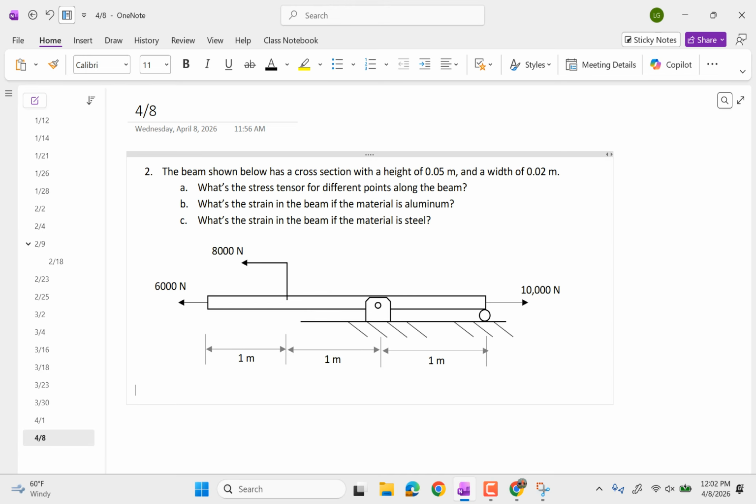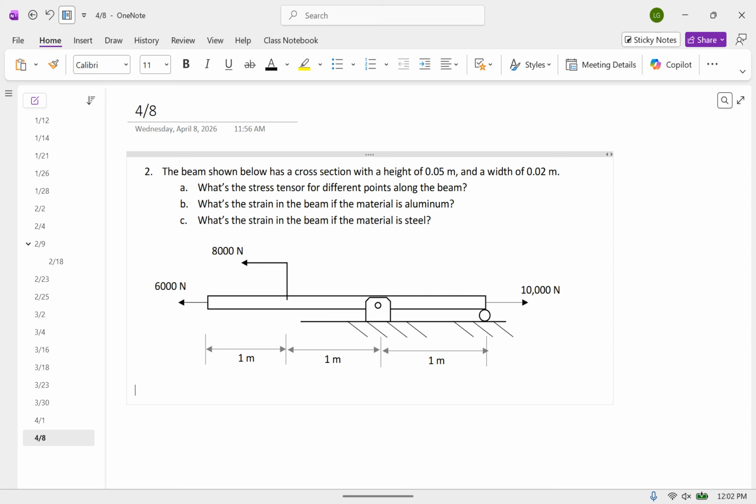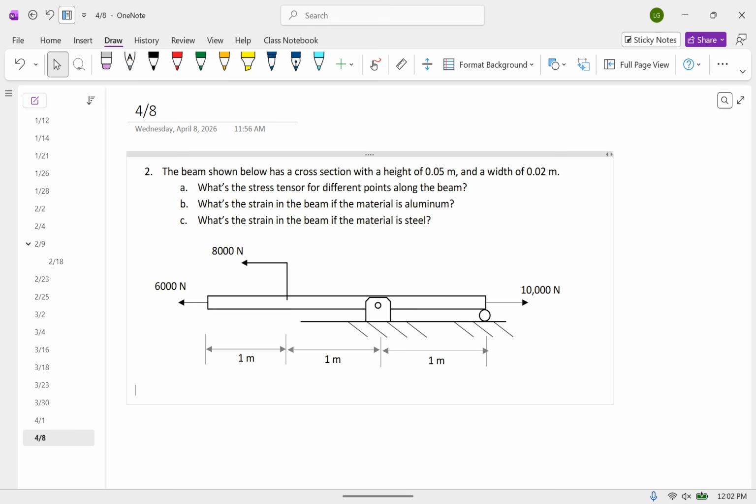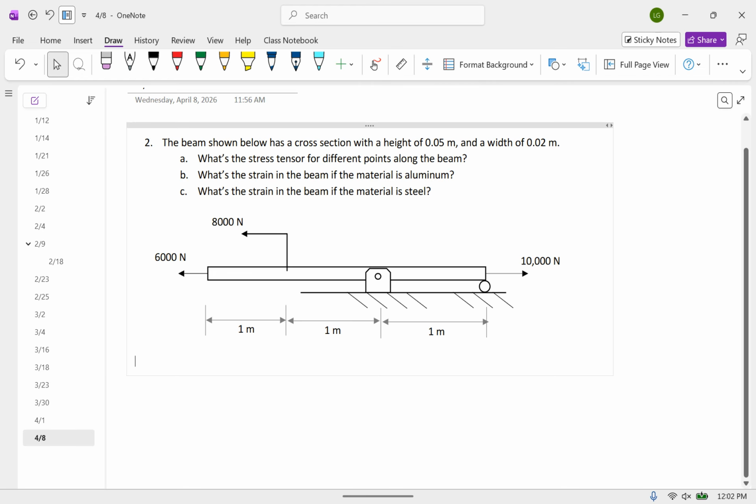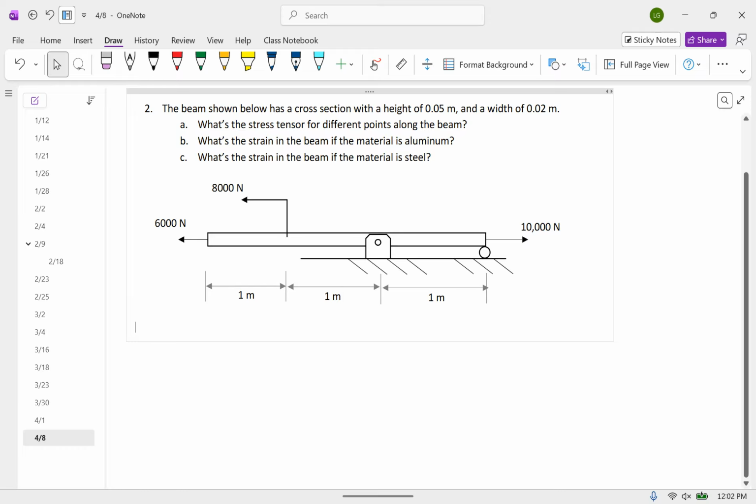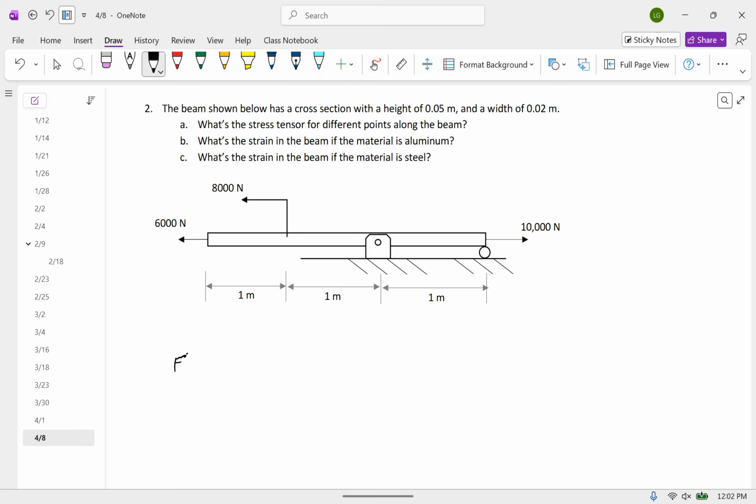Okay, so number 2. So I'm just going to go through the steps like we always do. So I'm going to first calculate the external loads, then I'm going to calculate the internal loads, and then I'm going to go to the stresses. So for the external loads, I'm going to do a free body diagram of the whole thing.